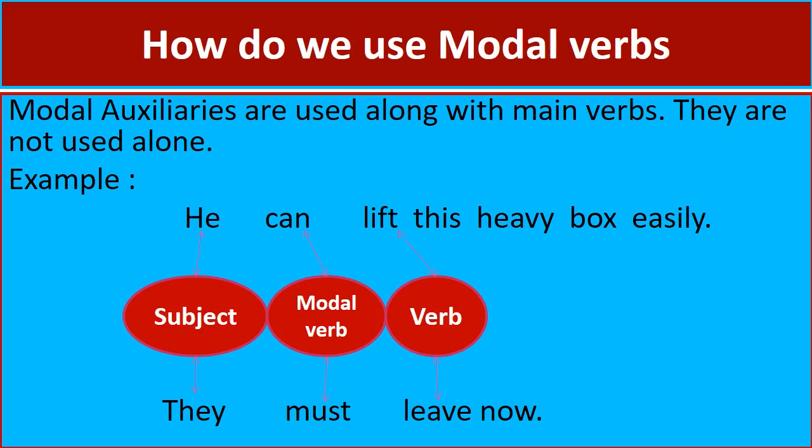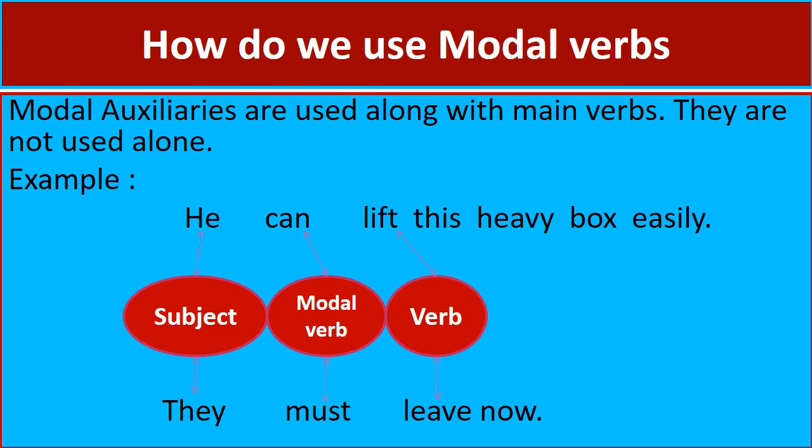Now students, let us see how do we use modal verbs. Modal auxiliaries are used along with main verbs. They are not used alone. For example, he can lift this heavy box easily. So here he is the subject, can is the modal verb, and lift is the main verb. तो modal verb जो होती है वो हमेशा main verb से पहले आती है.